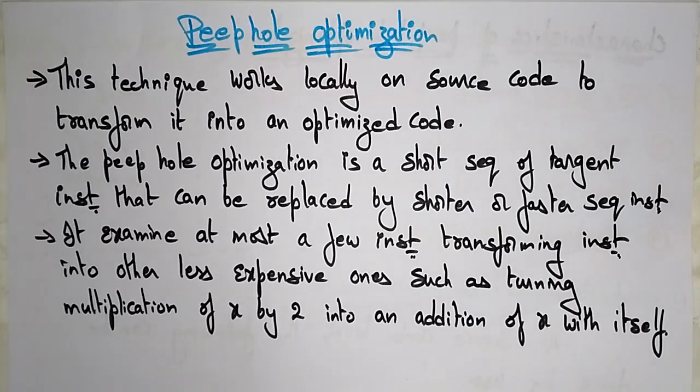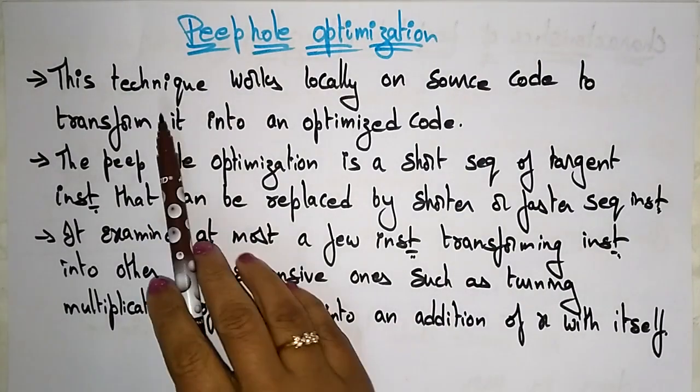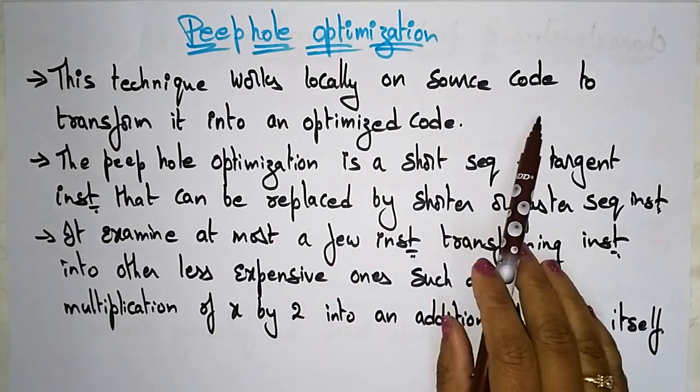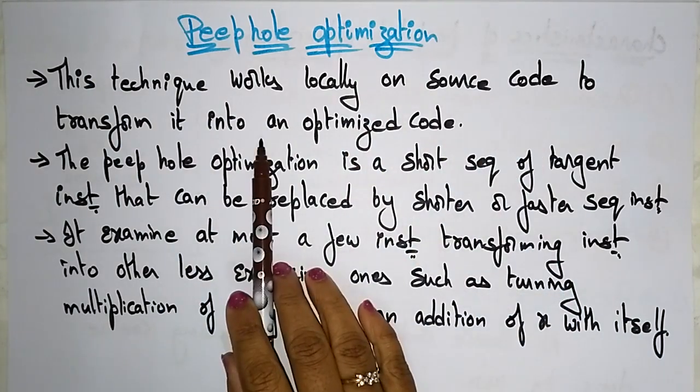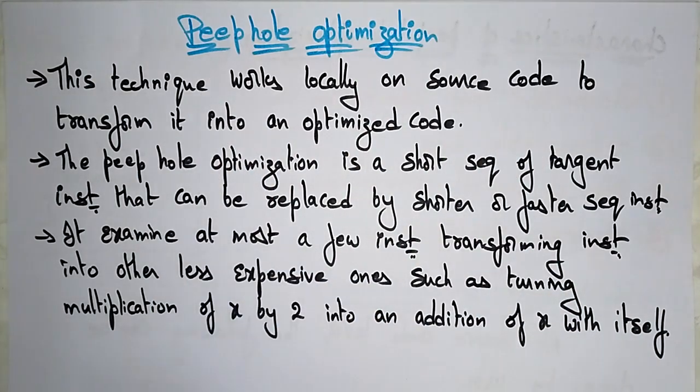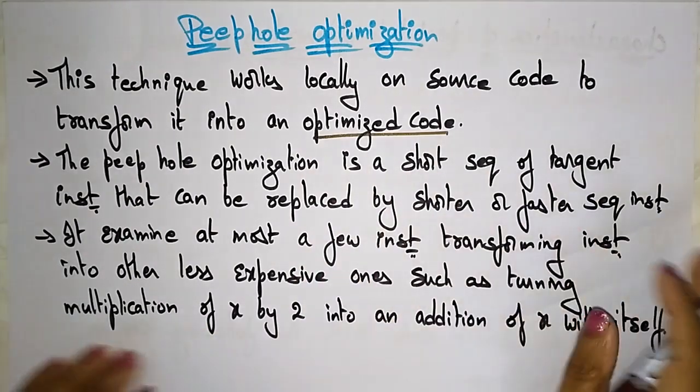Students, coming to the last topic in the subject compiler design, which is peephole optimization. So what is this peephole optimization? This technique works locally on source code to transform it into optimized code. It works locally on the source code to transform it into optimized code.